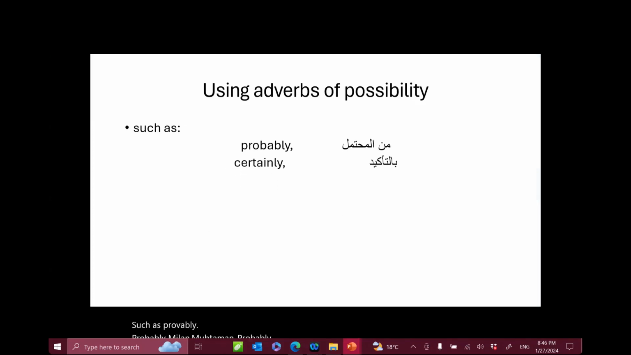Certainly. Certainly بالتأكيد. Possibly. Possibly ربما. Definitely. Definitely يعني قطعا أو بلا شك.